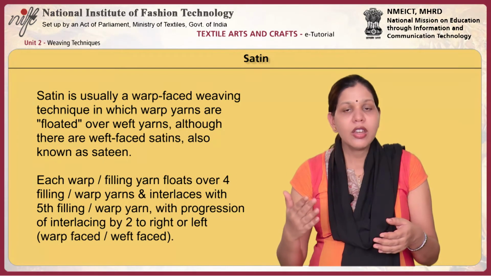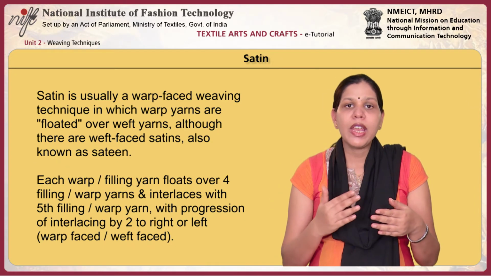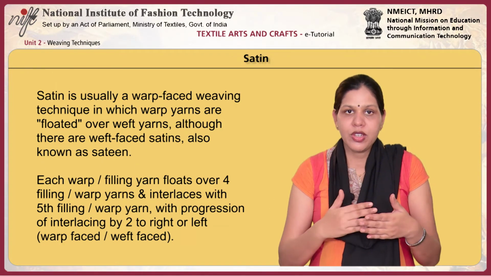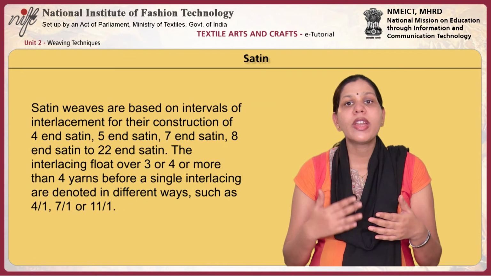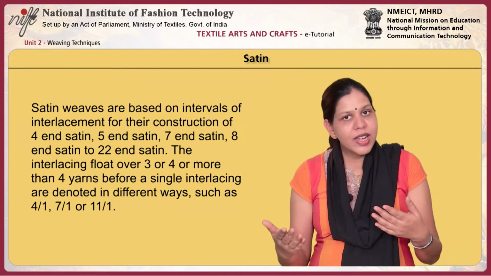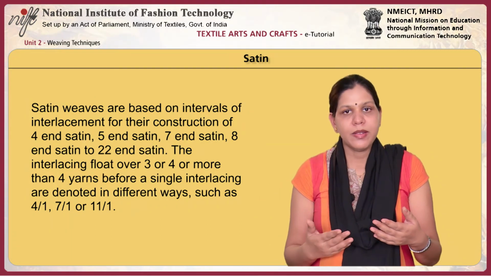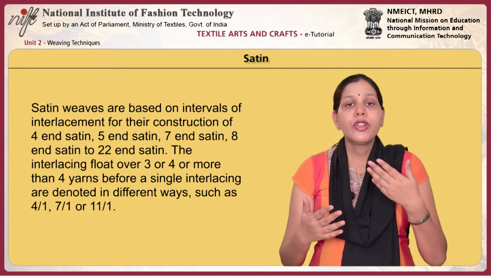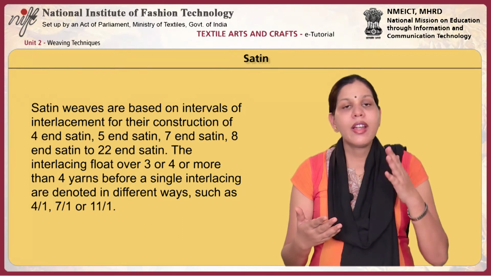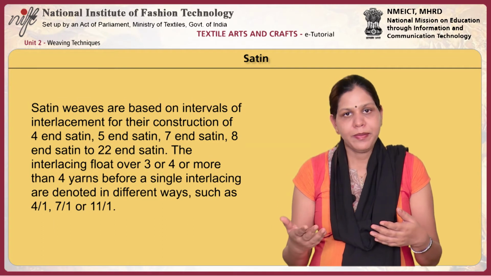Each warp or filling yarn floats over 4 filling or warp yarns and interlaces with the 5th filling or warp yarn with a progression of interlacings by 2 to the right or left. Satin weaves are based on intervals of interlacement for their construction of 4-end satin, 5-end satin, 7-end satin, 8-end satin to 22-end satin. The interlacing floats over 3, 4 or more than 4 yarns before a single interlacing and are denoted by 4x1, 7x1 or 11x1, etc.